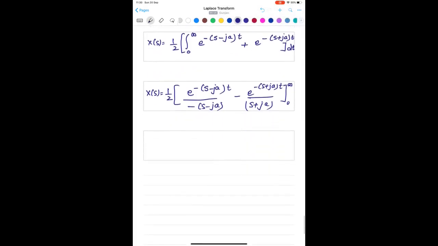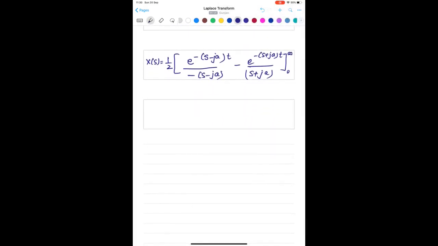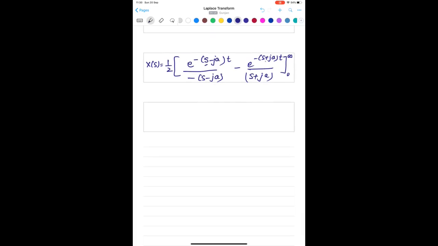Now here you need to remember one thing, j is a factor which brings a phase shift. So the region of convergence will be decided by s here. So when you put the upper limit, it will be something like e raised to the power minus s minus ja infinity, and for the other one it is e raised to the power minus s plus ja infinity.